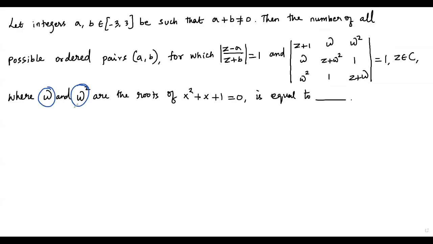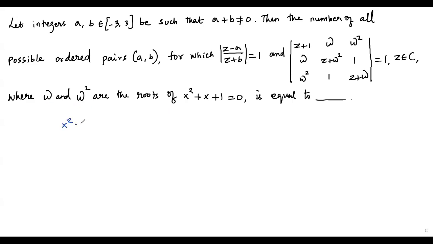And also, to find the value of z using this determinant, we have to find the connection between the two values omega and omega square. So we can use the last piece of information to get some connection between omega and omega square. Once I get the connection between these two values, I can use it in this determinant equation and find the value of z.